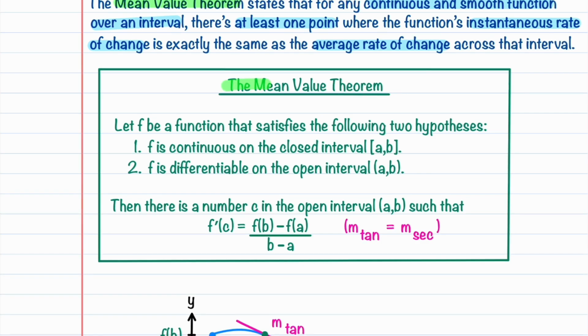Let's now look at the formal definition of the mean value theorem. The mean value theorem says, let f be a function that satisfies the following two hypotheses. The first is that f is continuous on the closed interval from a to b. That is the same as Rolle's theorem. And then the second is that f is differentiable on the open interval from a to b. That is also the same as Rolle's theorem. What makes the mean value theorem different from Rolle's theorem is that there is no third hypothesis. There is no requirement that f of a has to be equal to f of b.